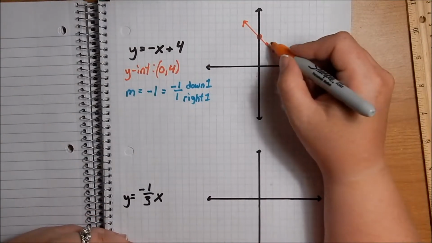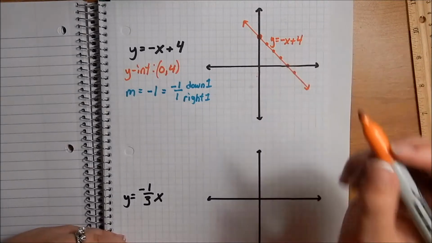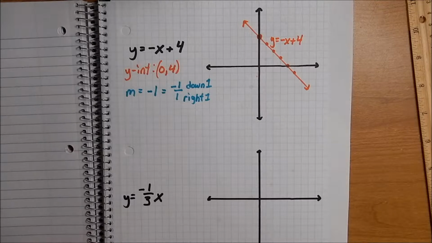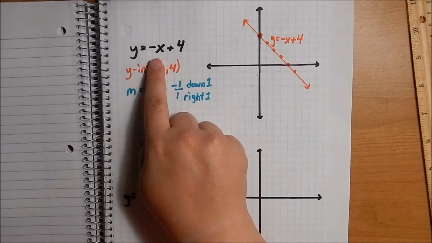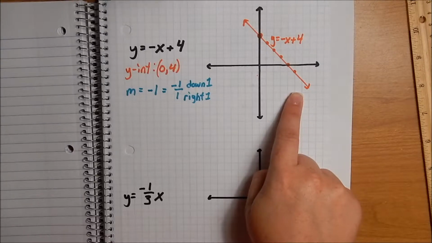And we'll give it a quick label. y equals negative x plus 4. A quick way to check that at least you're right in the ballpark: anytime you have a negative slope, your graph should be going down from left to right.